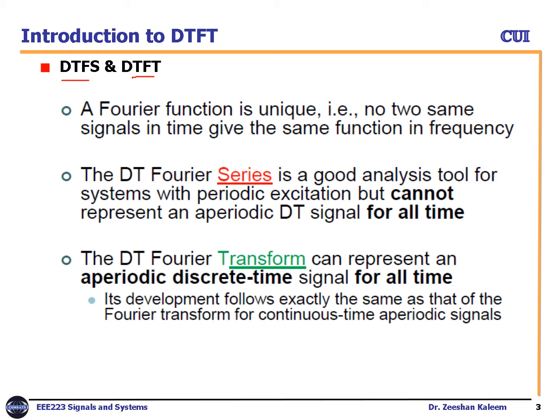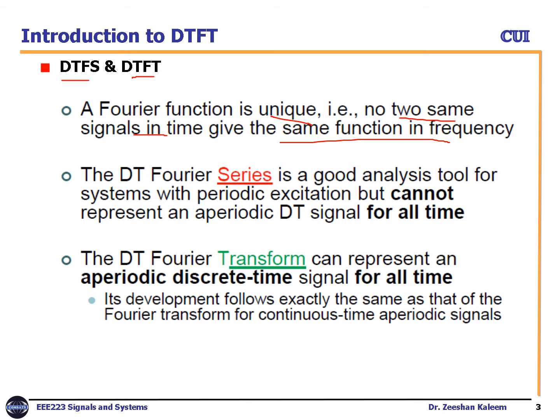The Fourier function is unique. What does it mean? It means that no two different signals in time will give the same function in frequency. So if you have two different signals in time, whenever you take the Fourier transform of them, you will get different functions.